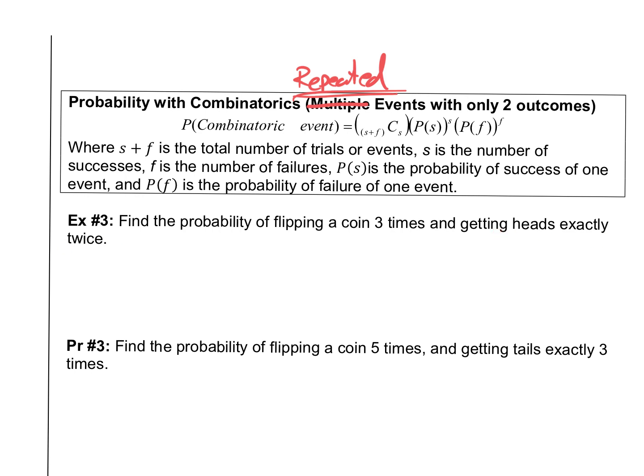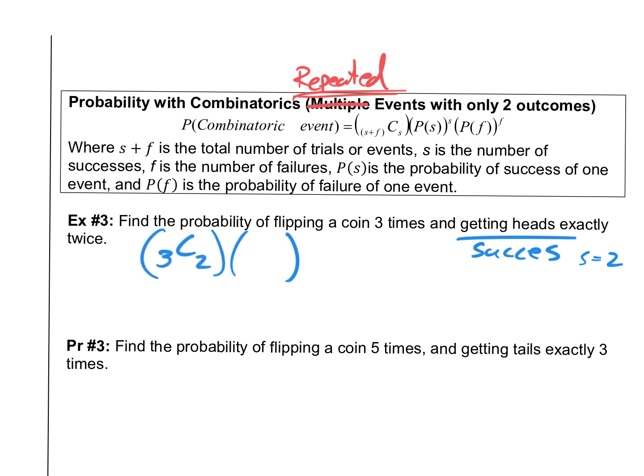Okay, so getting heads, that's a success. And I want it to happen twice. So that means I want my S to be 2. So let's see if we can figure this out. Well, I already know that my total number of events is going to be 3. Choose my number of successes to be 2. There's the first part of the formula.